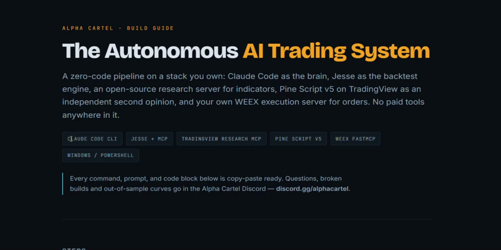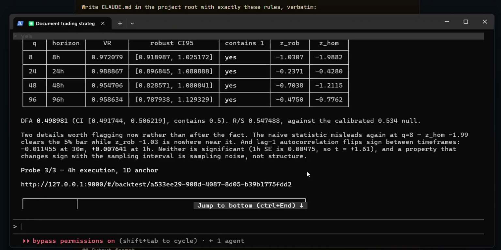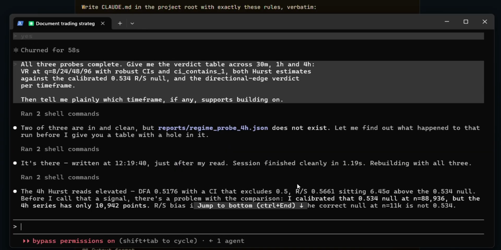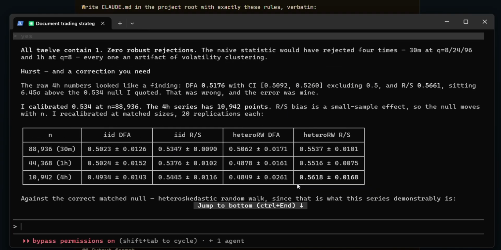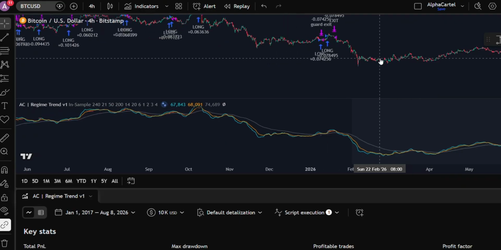One agent, 5 steps, and a trading system that researches, tests, deploys, and then polices itself. Here's exactly what it does by the end of this video.